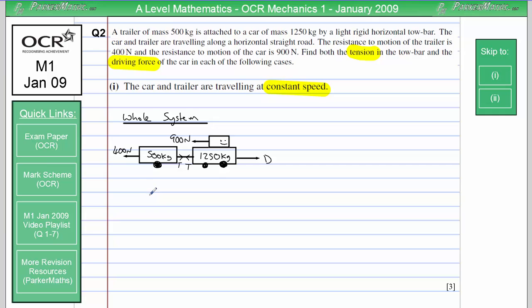So let's write down our force equation, F equals ma. We've got D going to the right, we'll take that as positive. We've got 900 and 400 in the other direction, so we'll say subtract 900 and then subtract 400. And that will give us mass times acceleration. In this case, constant speed, this means that acceleration is 0, so we'll get 0 on this side of the equation. So what we've got to do to find the driving force is add 900 and 400 to both sides, and we get D equals 1,300 newtons.